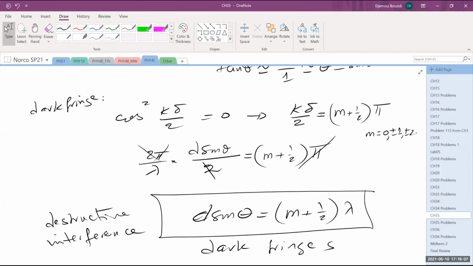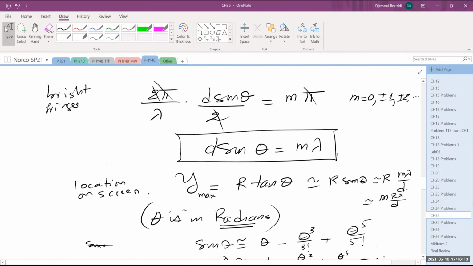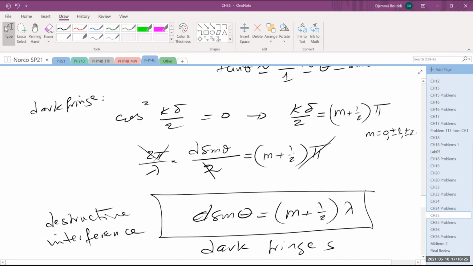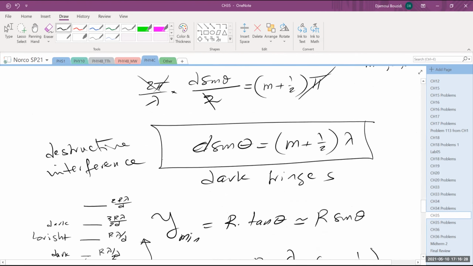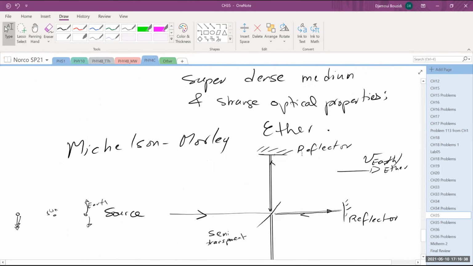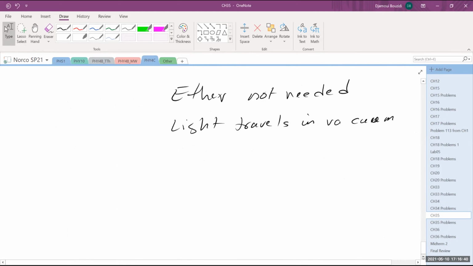So what do we take from this one? The main points, in other words, how to do problems. This relationship, how to find bright fringes, is very important. And dark fringes, how to find them. It's similar to the first one, except here I have an odd number of half wavelengths. And I know there are a couple more points that I probably need to touch upon for this one.